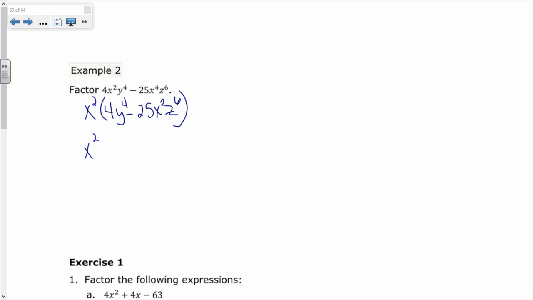So leave the x squared, and I'm going to factor, and the square root of 4y to the fourth is 2y squared, and then plus the square root of 25 is 5, so x squared is x, and z to the sixth is z to the third. And then we have the same thing, 2y squared and then minus 5x z to the third.